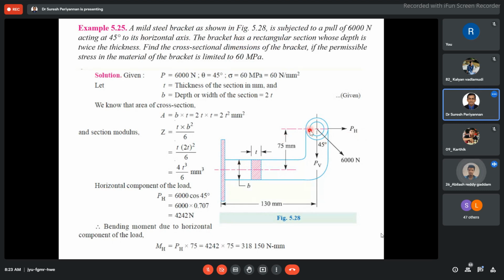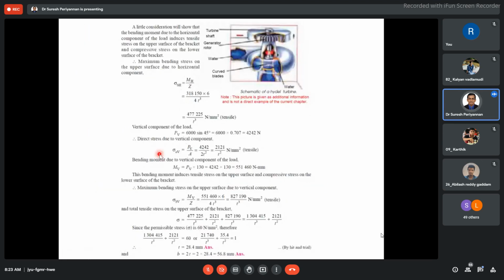Sir, I think with the vertical component we only get bending moments, no direct stress. No, the vertical load component also gives a bending moment: vertical force into the horizontal distance, 130 mm. We can't avoid that. There is a bending moment with respect to the horizontal component and another with respect to the vertical component. But your question is valid. I will verify it later, why they consider only the vertical bending moment, and I will point it out in the next class.